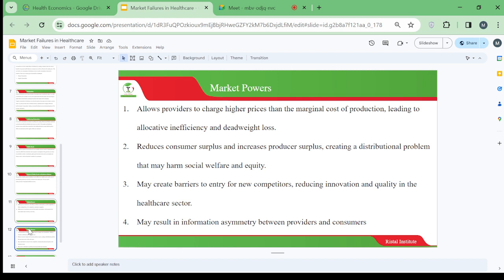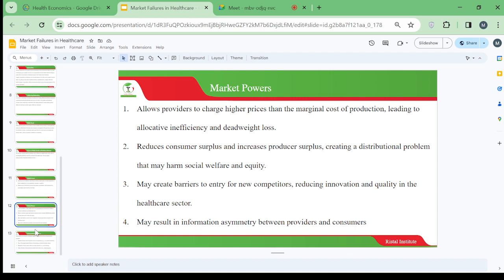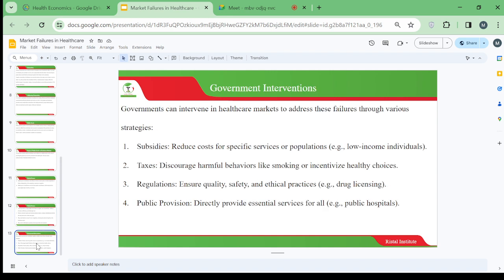If you have very few firms controlling much of the market, you will have difficulties in entering the market. So entry into the market becomes very difficult. This reduces competition, of course, but also reduces innovation and eventually the quality of healthcare services also. And it will also result in more information asymmetry that can happen between the providers and the consumers. So basically, you need the government to intervene, okay, to address some of these market failures.